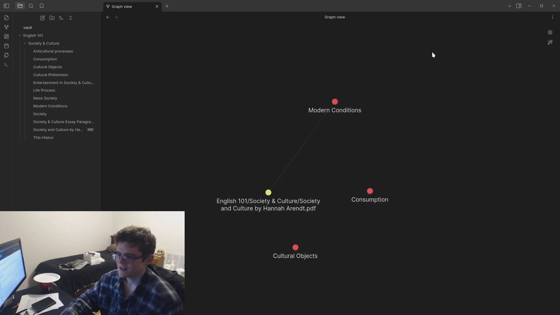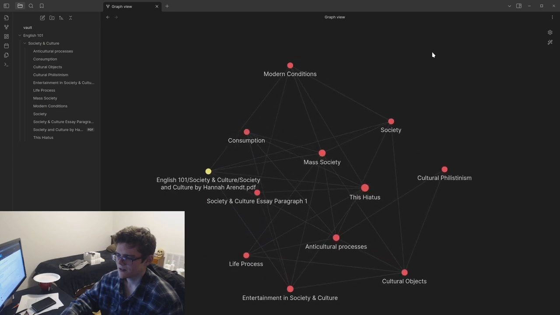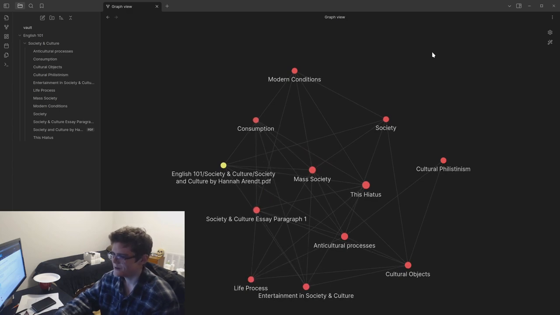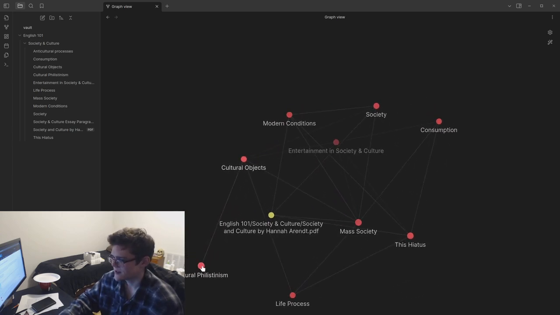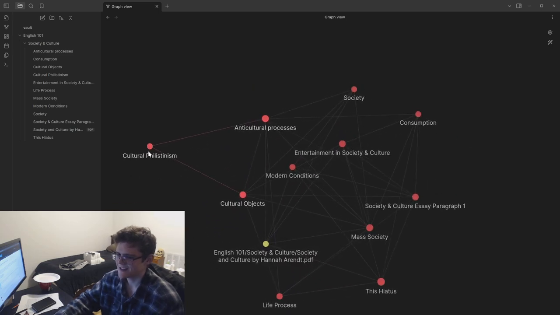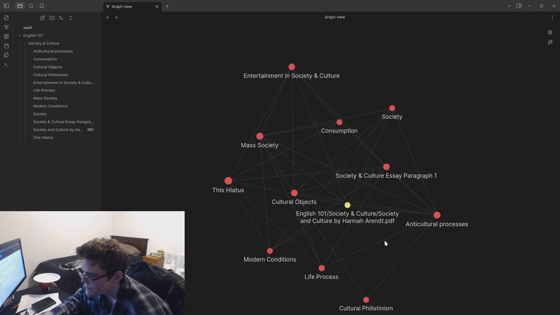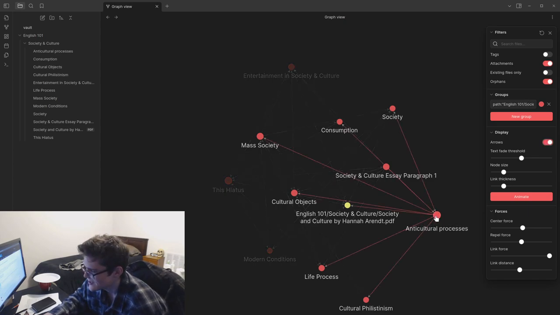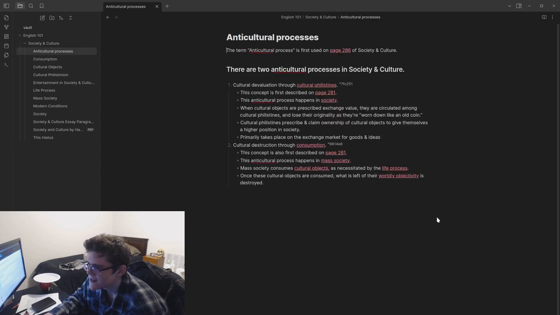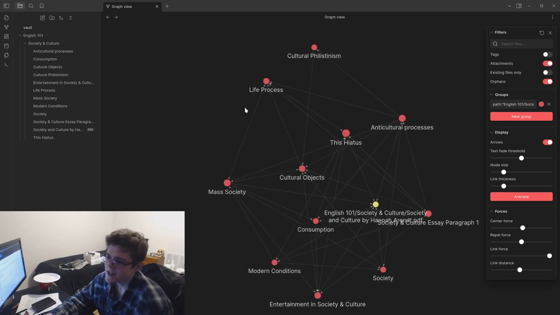Look. Isn't that cool, you guys? You can see how cultural philistinism is created as sort of a one-off thing, and then it connects to another thing. Look, there it is. And then? Look, it connects. Then it connects to anti-cultural processes. And where does it connect? What? Where does anti-cultural... Oh no, lots of things point to anti-cultural processes. Sorry guys, if I look at arrows, it's things that are pointing here. Oh my bad, I was looking at the wrong thing. Of course anti-cultural processes points to a lot of things because it has a lot of links on it. But it's all generally really cool.